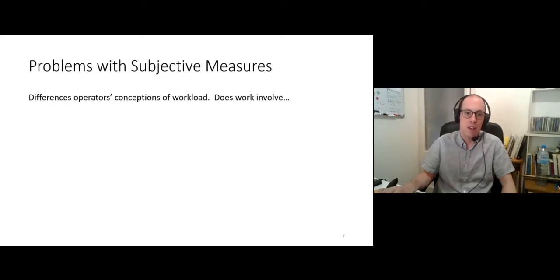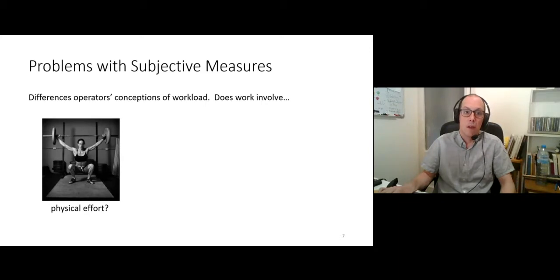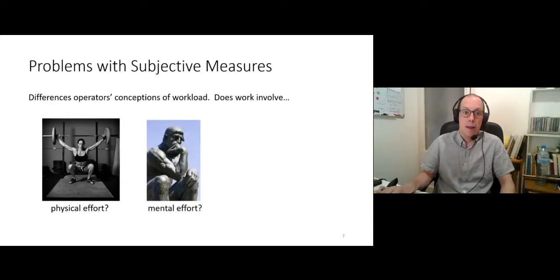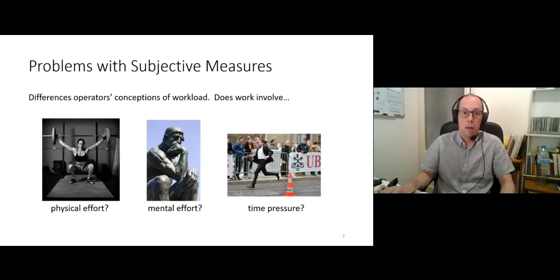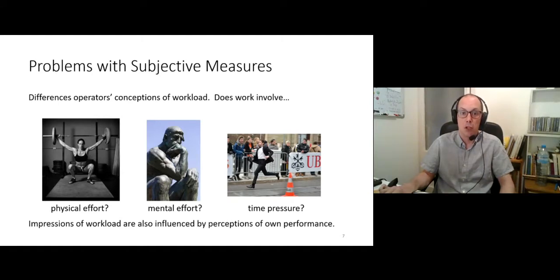Different operators, that's HCI speak for users, have different conceptions of workload. For example, for one person, workload might involve physical effort, but for another person, that might be a relaxing pastime. Mental effort might be hard work for someone. On the other hand, a lot of people enjoy playing chess. Time pressure: some people equate high workload with having a strict deadline or doing something under time pressure. There's also the fact that impressions of workload are influenced by our own perception of how we've done on a particular task. So if we do badly on a task, we tend to think that there was a high workload involved.